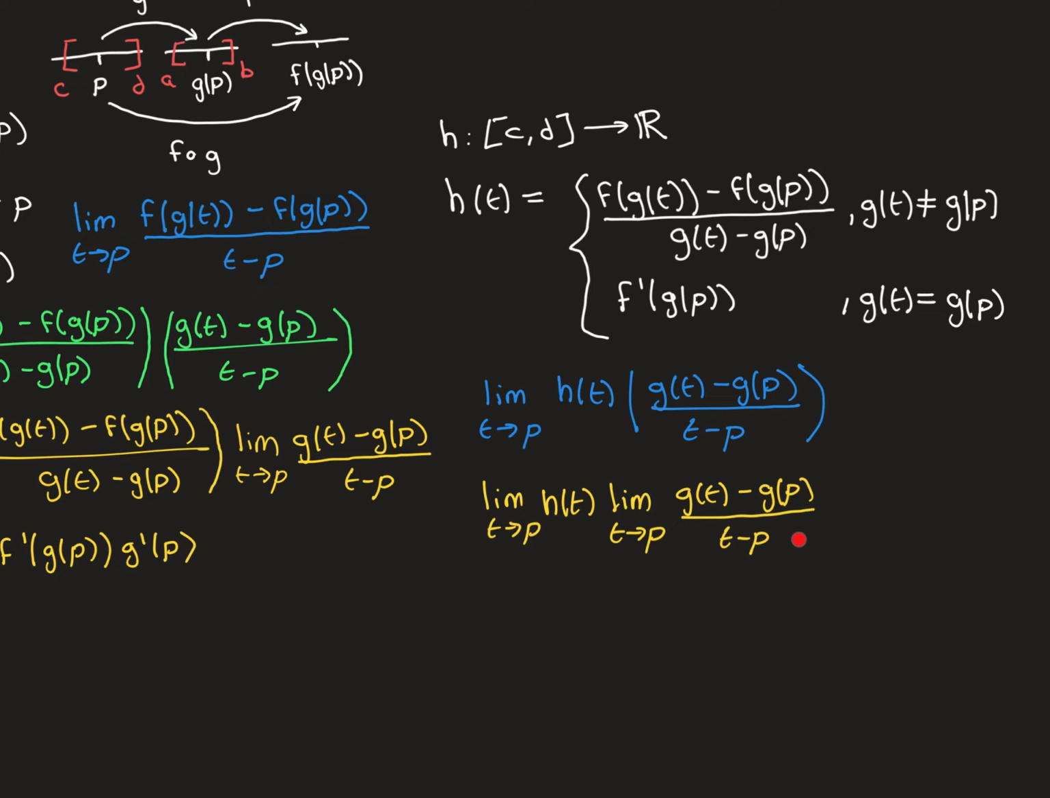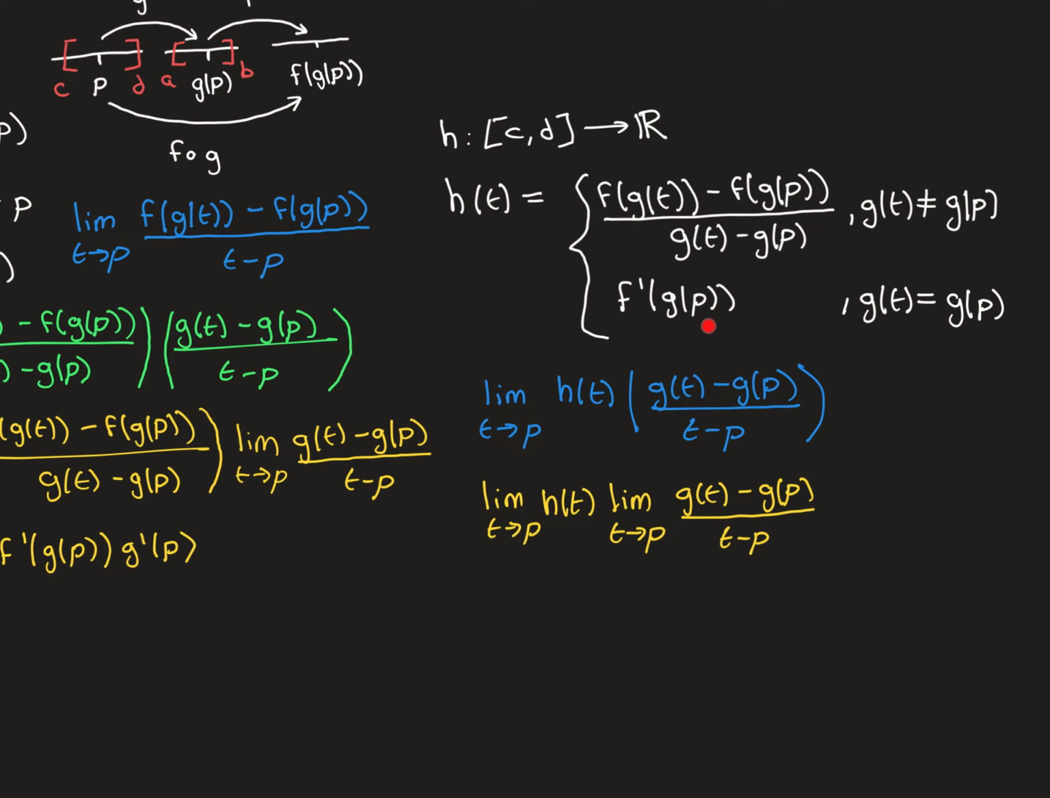Now this limit we've seen already, no problems at all. g is differentiable at the point p, so this limit does exist, and it's equal to g prime at p. So really the big question is, does this limit exist? The limit as t approaches p of h of t. If this function h of t has a limit as t approaches p, then we're in business. And of course it is going to have a limit as t approaches p, because I have built it in such a way that it will.